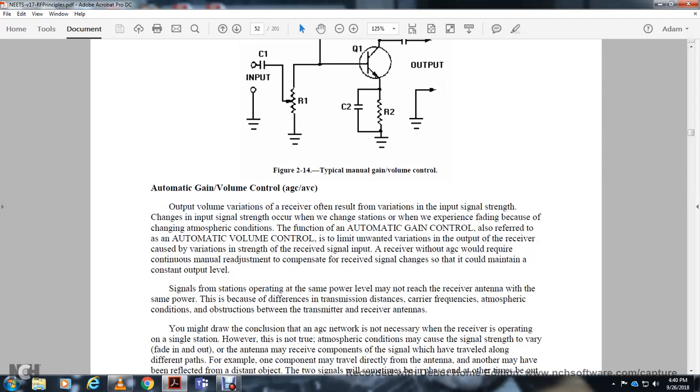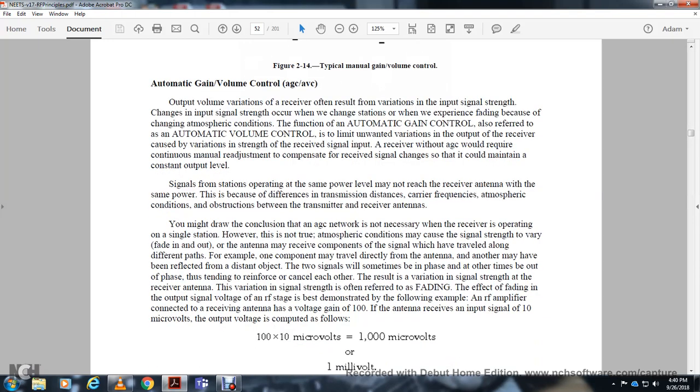The signal from a station operating at a constant power level may not reach the receiver with the same power, because of differences in the transmission, the carrier frequency, atmospheric conditions, and obstructions between the transmitter and receiver antennas. You might draw the conclusion that automatic gain control is not necessary when the receiver is operating with a single station. However, that is not true, because of atmospheric conditions.